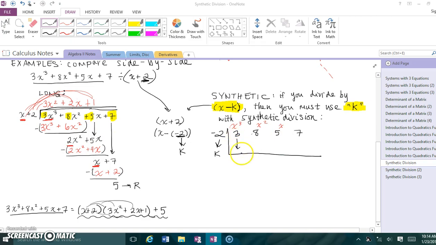So I'm bringing the 3 down. You always bring the first number down here. You don't do anything else but drop it. Then you always multiply by k. So I do 3 times my k. 3 times -2 is -6.